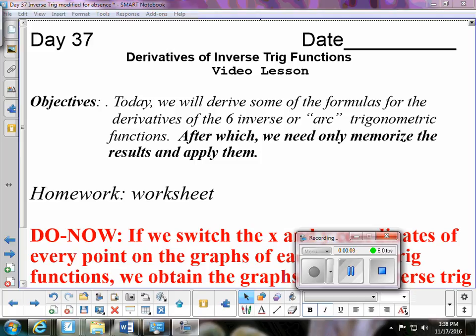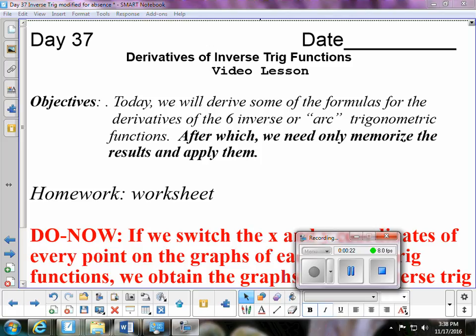Hello. Okay, well today it's the last topic in this unit where we're finding derivatives of other functions. We found the derivatives of log functions, of exponential functions. Today we want to find out what are the derivatives of the inverse trig functions.